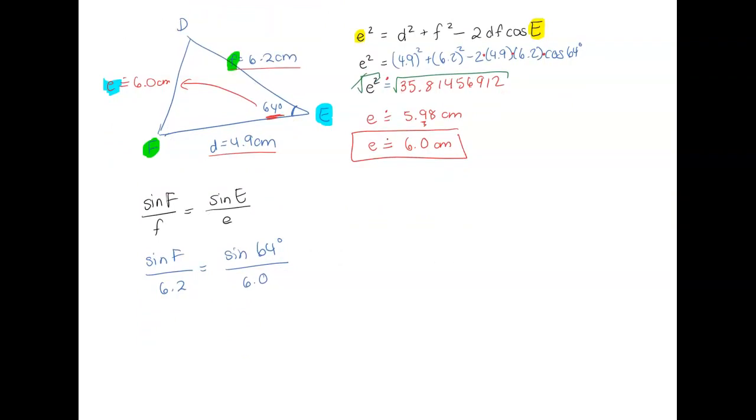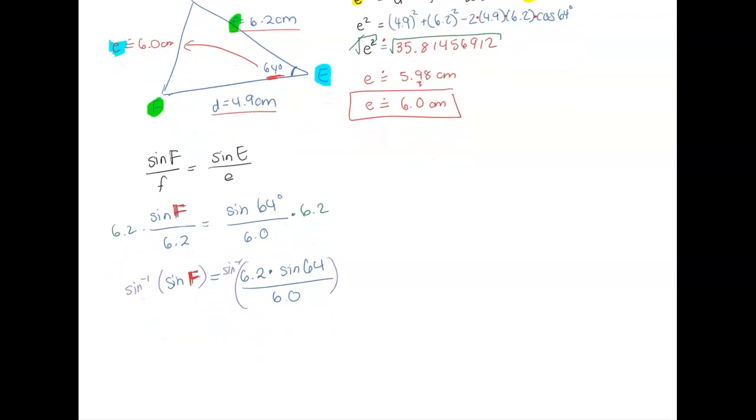And just to recall, that means I want to isolate for that f again, right? So first I got to get rid of this denominator. So I'll multiply both sides by 6.2 and rewrite it. I've got sine of capital F equals, I'm going to write the number first. So 6.2 times sine of 64 degrees divided by 6 centimeters. And then to isolate for what I'm looking for again, which is just the angle F, that means I need to get rid of the operation of sine. So I'll do the sine inverse. And what I do to one side, I must do to the other. And the sine inverse always goes in front.